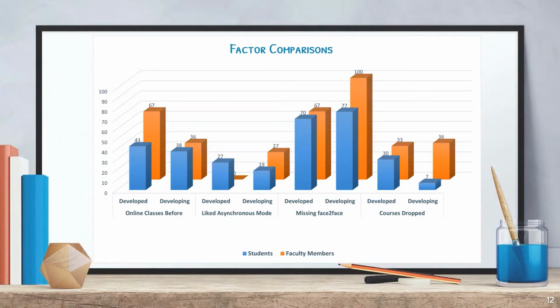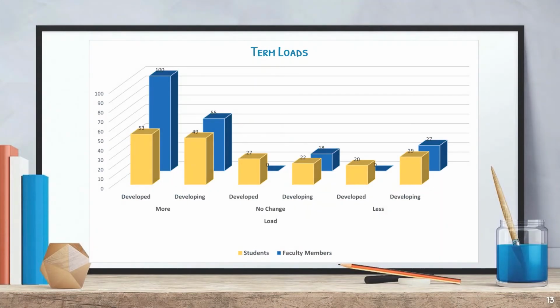From factor comparisons, like whether they have done online classes or not, whether they like asynchronous mode, whether they miss face to face, or whether they dropped courses or not, you can see the pattern is almost the same for both developed and developing countries, for students and faculty members. Students here are the blue ones and the orange ones are the faculty members. As you can see, their pattern looks almost the same in both zones. About the course and term-wise loads, it is also facing almost the same pattern.